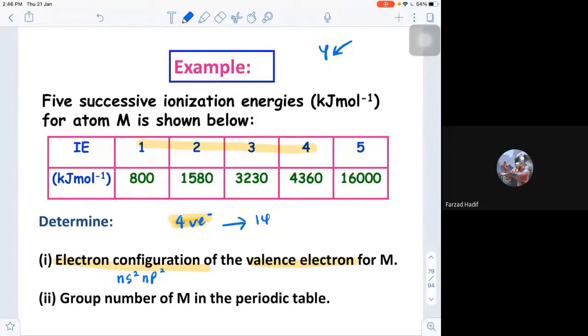However, if the question mentions which period this M is located in, then you have to write the correct n value. But since there is no information about the period of this M, we just write the general configuration using n. You cannot simply put 2s2, 2p2 or 5s2, 5p2 unless the question mentions which period it comes from. So we just write the general configuration, and the group number is group 14.